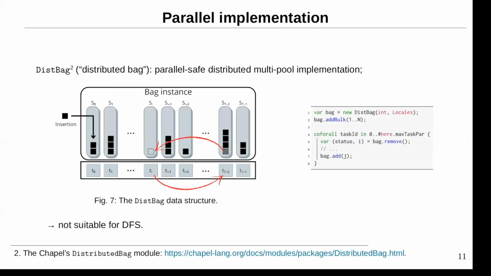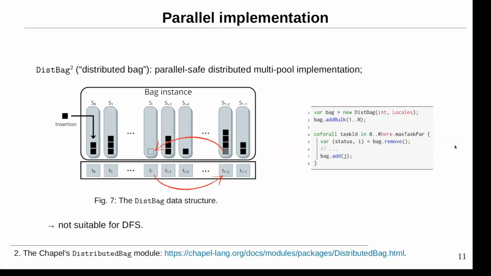So to implement this approach, we first plan to use Chapel's DistBag data structure, which implements a parallel-safe distributed multipool. As you can see, this data structure also implements a work stealing mechanism to balance workload. And this data structure is generic. We can specify any type in the initialization procedure, and we can easily add or remove elements.